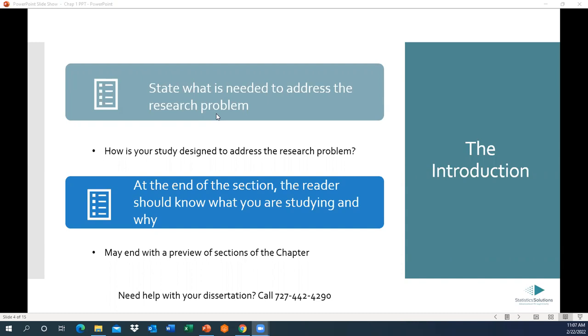Also, you don't want to get into too much detail here because you're going to get into detail in the later sections. So, again, just introduce the problem, what you're going to be doing, the research that's needed, like why your study is needed on it. The introduction, I don't know, probably about a page, it's not too long of a section.